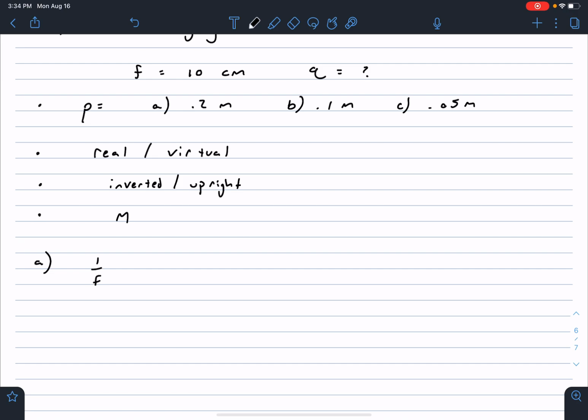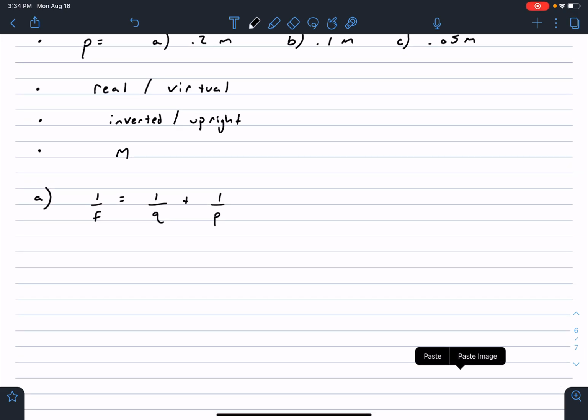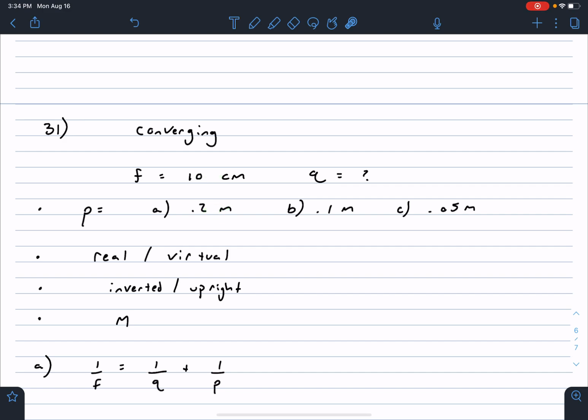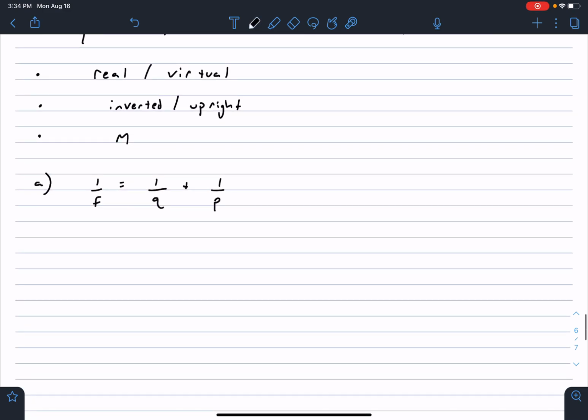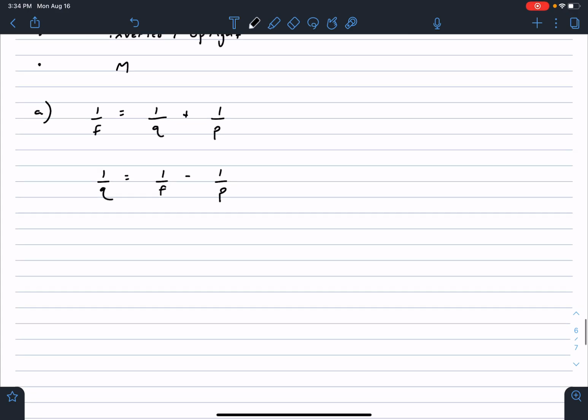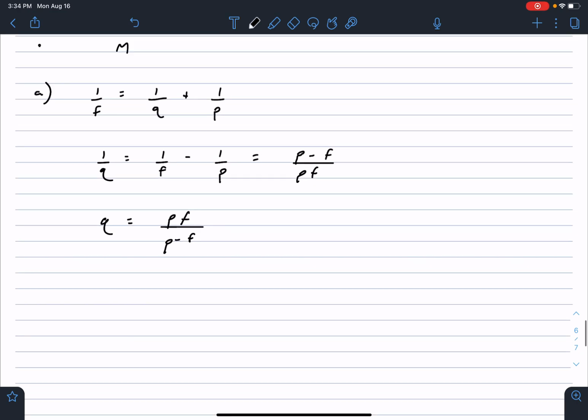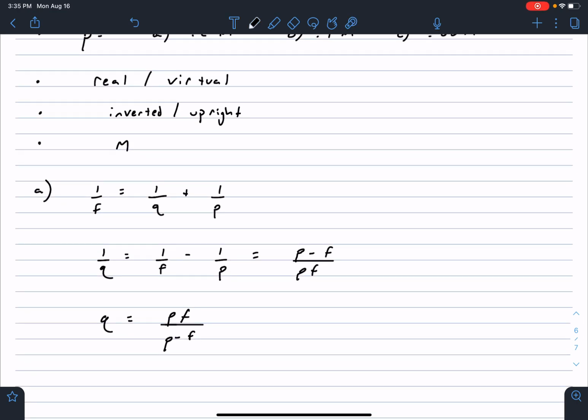Remember from our formula, 1 over the distance to the image plus 1 over the distance to the object is equal to 1 over the focal length. So we know the focal length, we know the distance to the objects. We want Q. 1 over Q is equal to 1 over F minus 1 over P. That's equal to P minus F over P times F. Q is equal to P times F over P minus F. Okay, and we have these values, we can just plug them in.